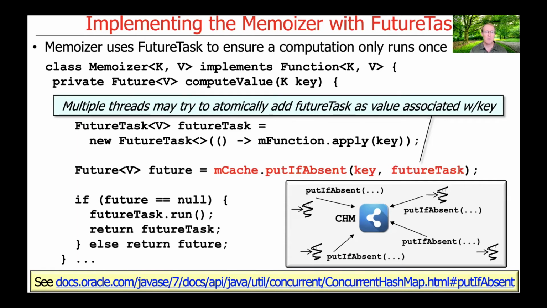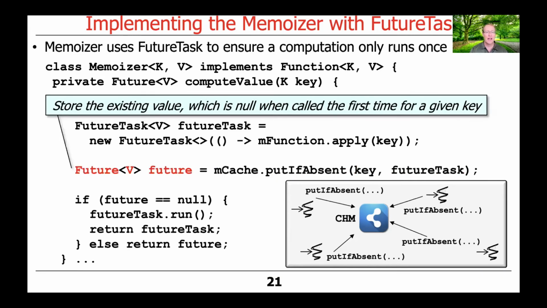And put-if-absent was a method that was defined in Java's ConcurrentHashMap much earlier on than Java 8. What it does is it will go ahead and essentially put the item in there if it's absent. And so it's got some interesting semantics here. It'll atomically add the future task as a value associated with the key, and it'll store the result in the return value.